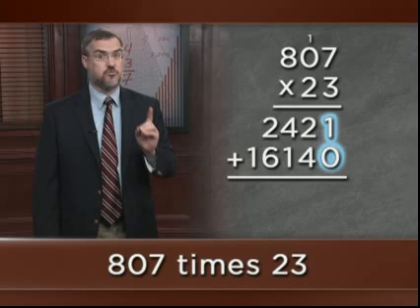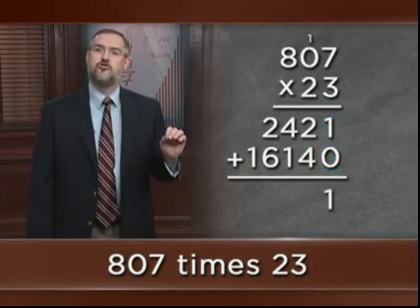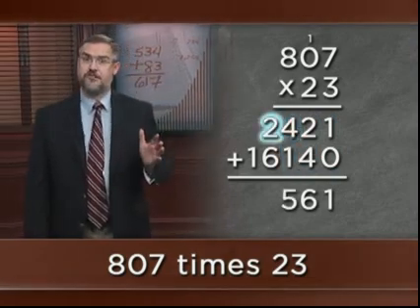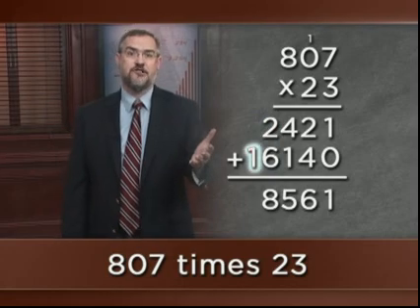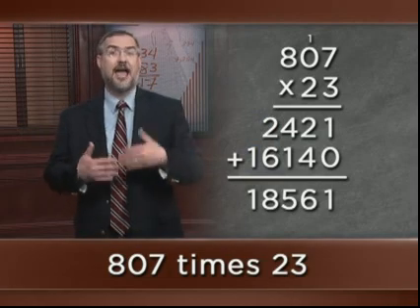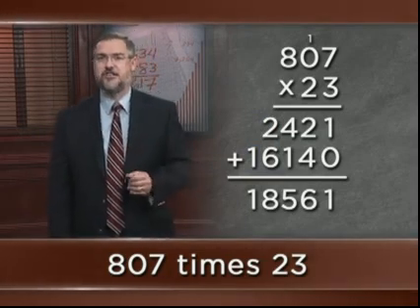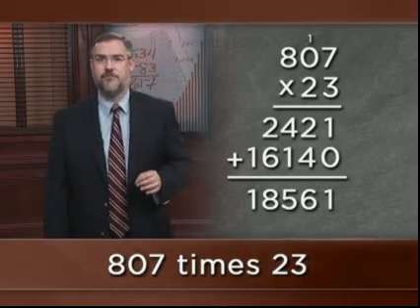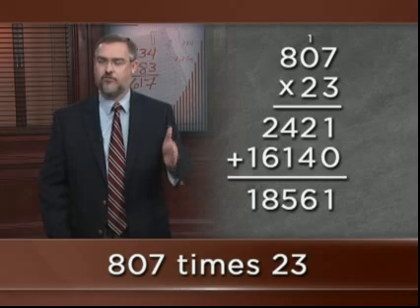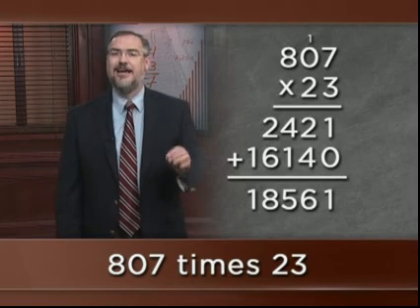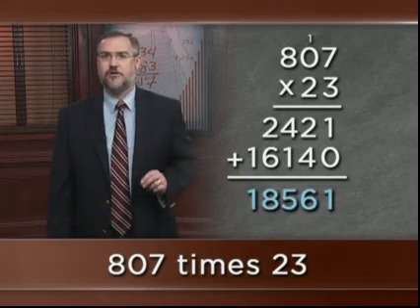0 plus 1 is 1. Write that in the answer section. 2 plus 4 equals 6. 4 plus 1 equals 5. 2 plus 6 equals 8. And 0 plus 1 is just 1. There was nothing in the 2,421 to add to the 1 in 16,140, which is in the 10,000s place in that number. And so it's basically just dropping that 1 down, or you can think of it as 0 plus 1 equals 1. So our final answer is 18,561.